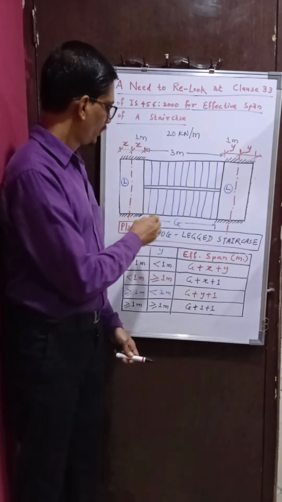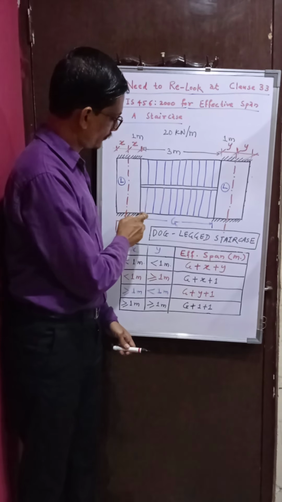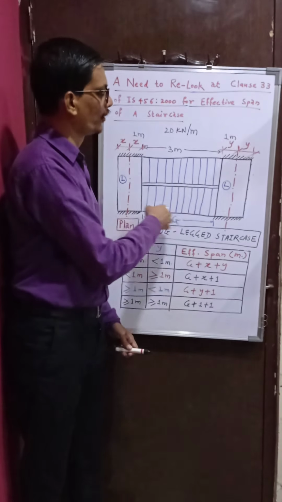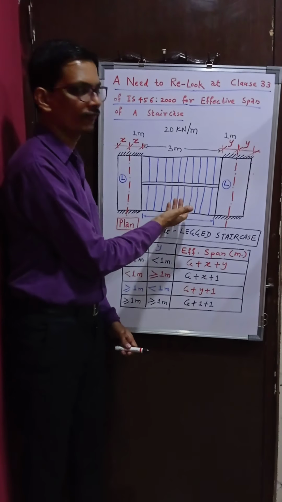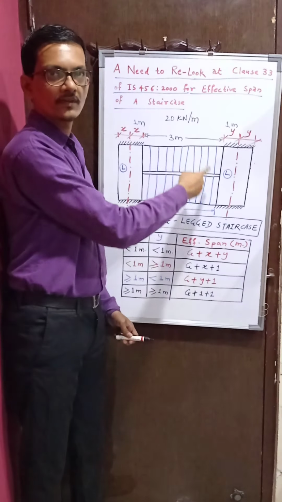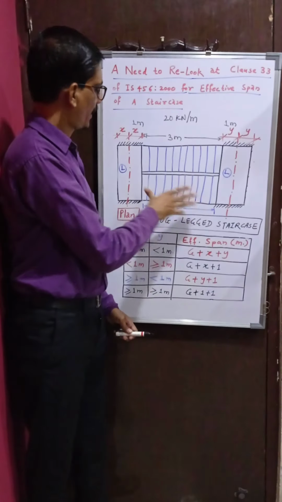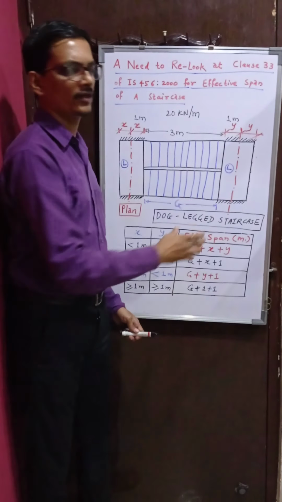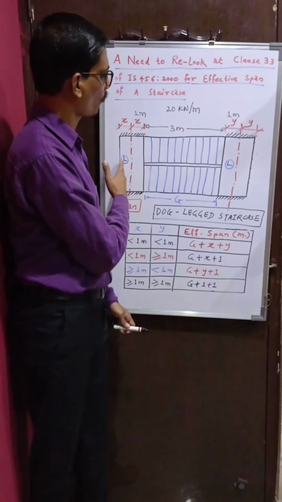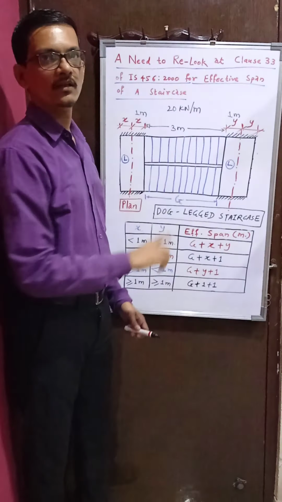Now we know that here, from this portion to this portion, that is for the going, the UDL will be more because it consists of the waist slab below as well as these steps, and here the UDL will be less. But for ease of calculation, I will consider that the UDL from one end to the other is 20 kilonewton per meter.